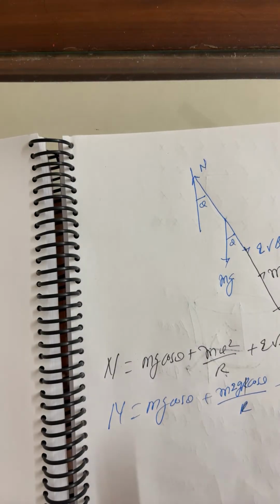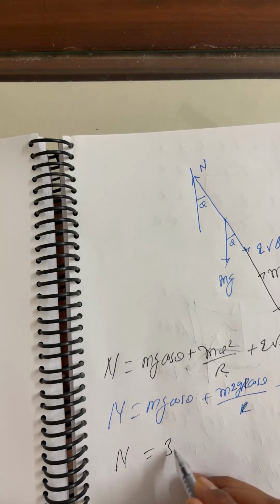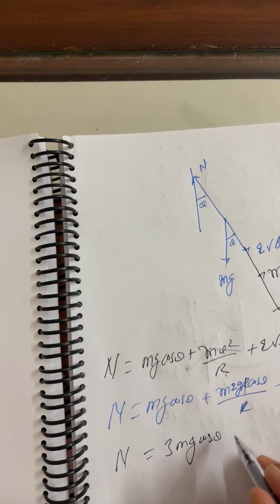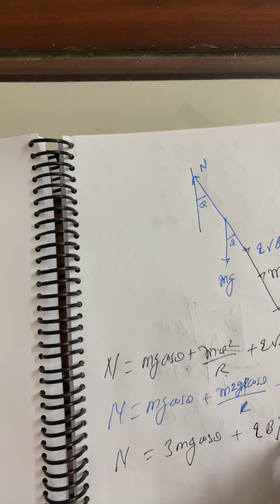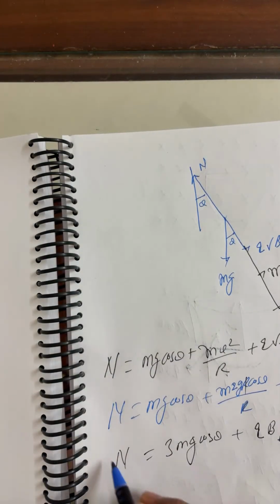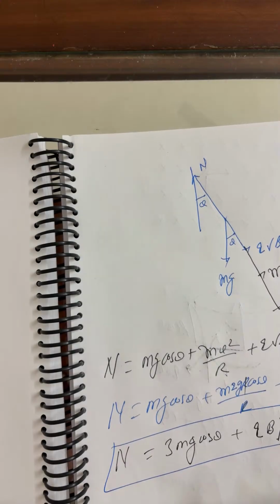These terms simplify: mg cos theta plus 2mg cos theta. So normal you can write as 3mg cos theta plus qvB, and v is root of 2gr cos theta, so plus qB root of 2gr cos theta here. So finally you got the value of normal, which we wished to find.